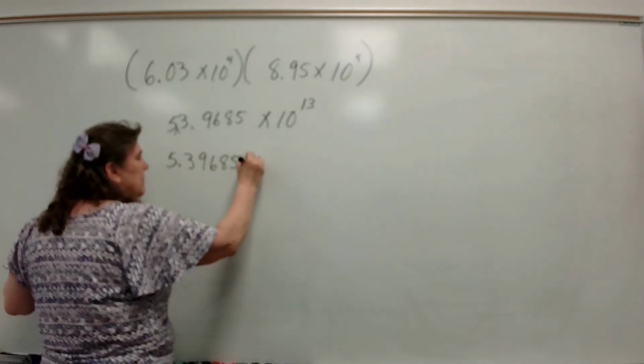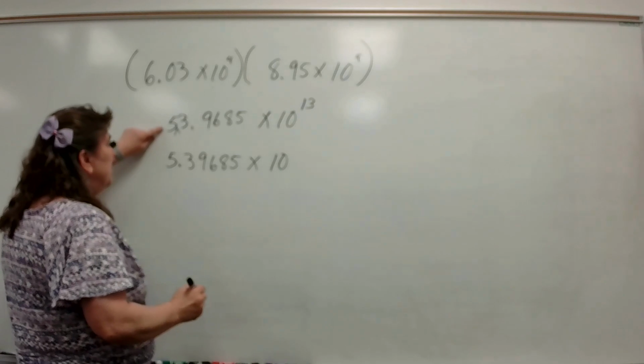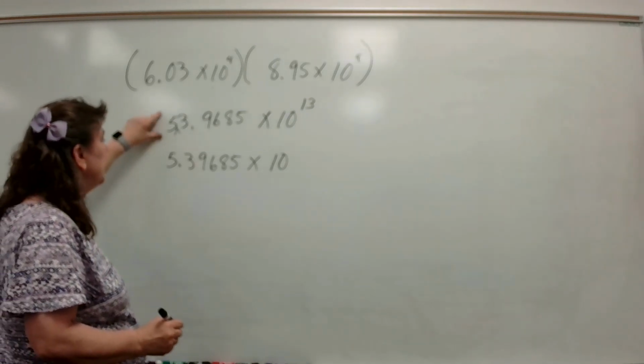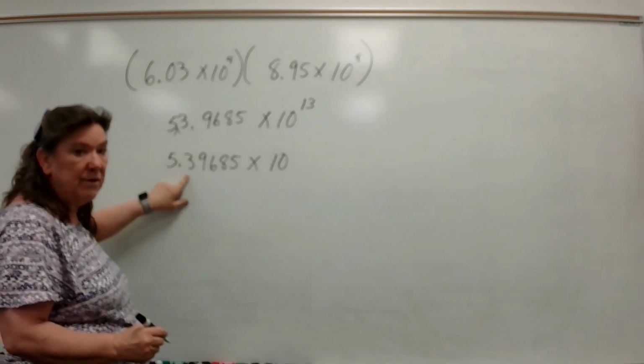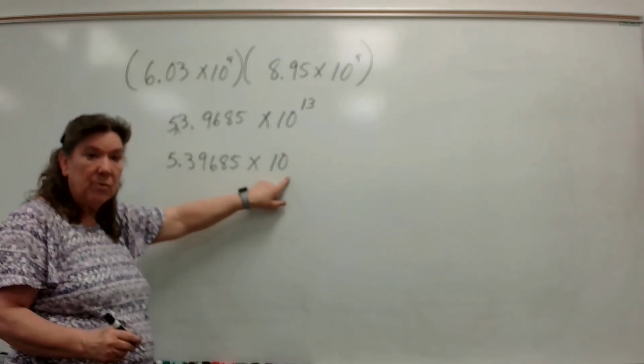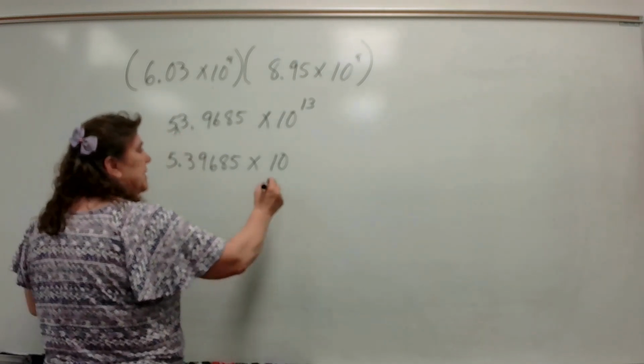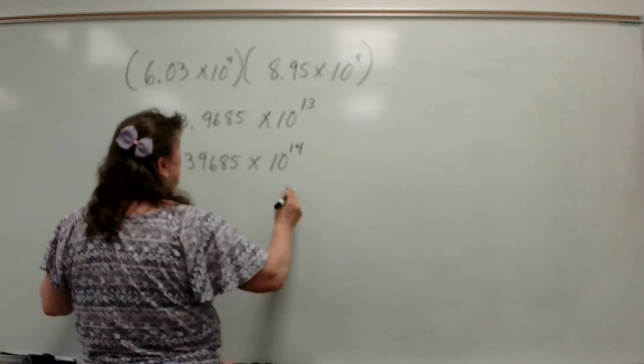5.39685 times what? Well, 10, because remember I said if it went from a larger number to a smaller number here, if this is larger than this, it's going to increase the power of 10. Therefore, I moved it one decimal point, so this becomes 10 to the 14.